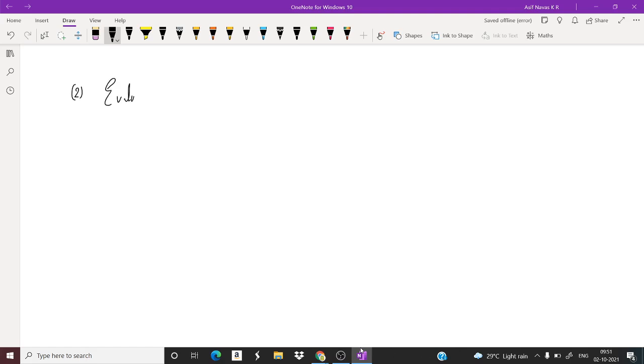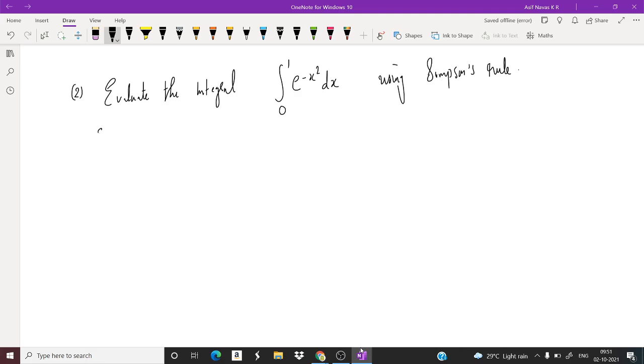Evaluate the integral, the integral from 0 to 1 of e raised to minus x square dx. This is a very important problem using Simpson's rule. Solution.